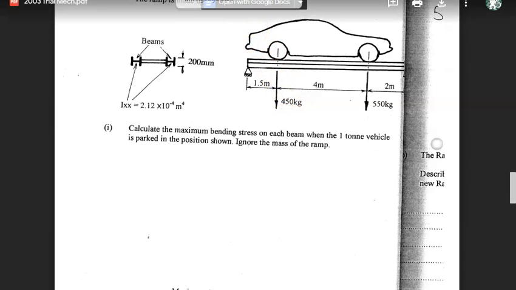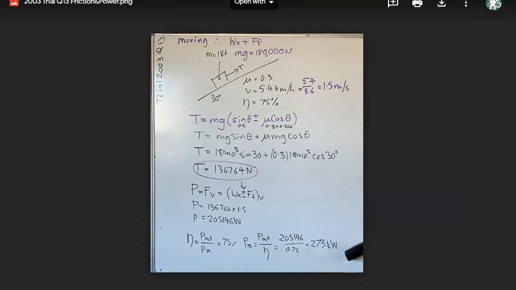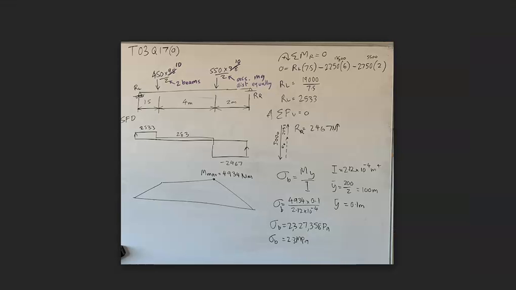When we get those two reactions, we can then get a shear force diagram, then a bending moment diagram, and from the bending moment diagram we will be able to calculate the bending. So what we've got is 450 times 10 divided by 2, right? 450 times 5 is this number. Sorry, that's not true. It's this number, 2250.